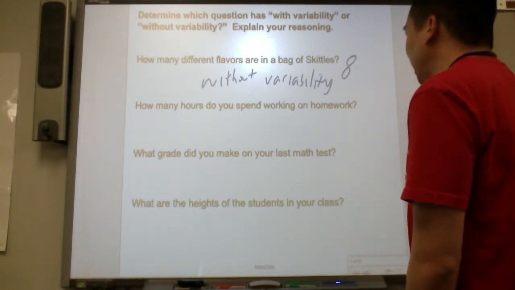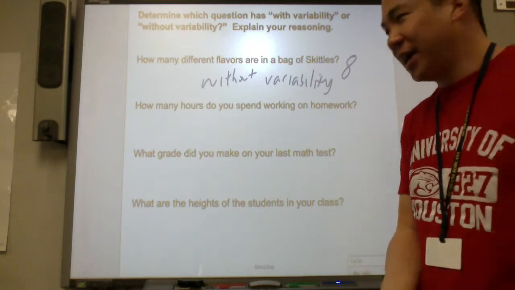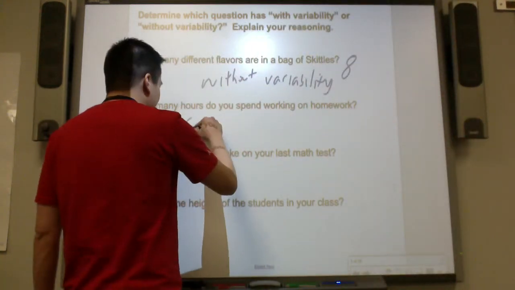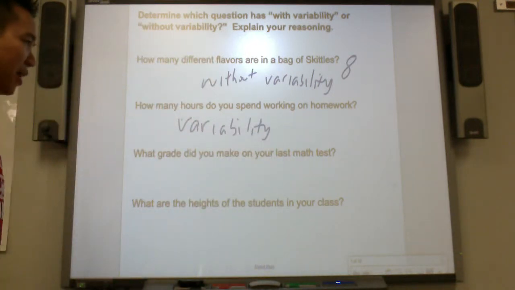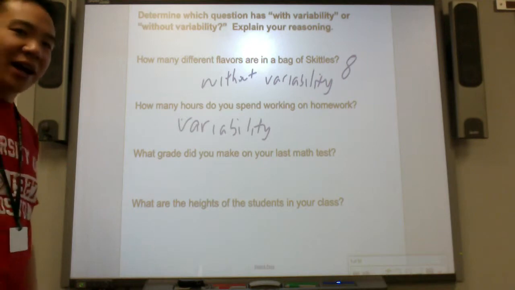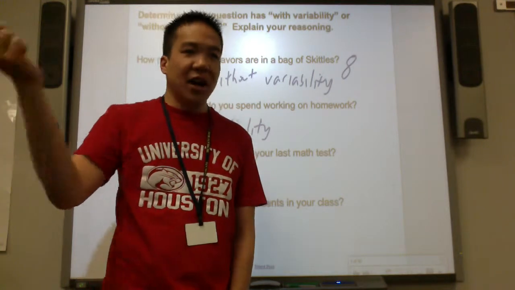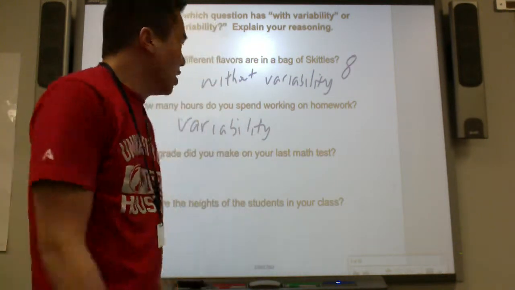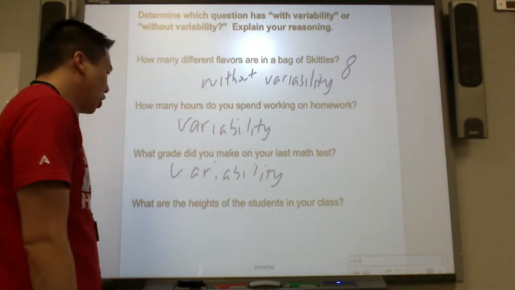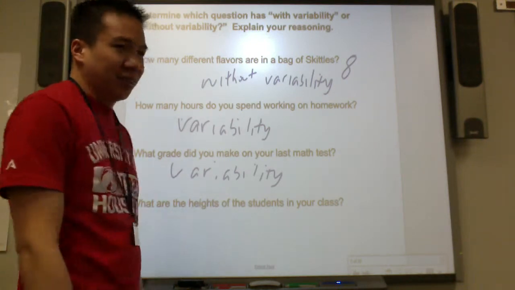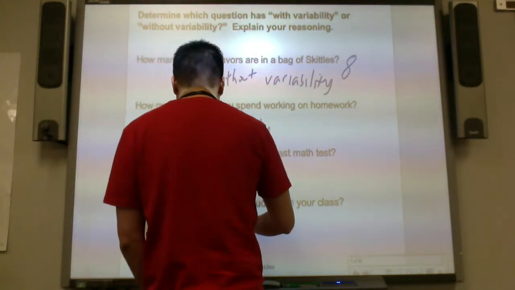How many hours do you spend working on homework? Well, it depends on the day. On Friday, not so many, but on Monday, yes. So this has a variety of answers, so it has variability. What grade did you make on your last math test? Well, if I asked this to a whole classroom, some people made 103, some people made a 69, some people made a 72, some people made a 75. So this is variability. It has a variety of answers. What are the heights of the students in your class? We have some tall kids, we have some short kids. So many different varieties of answers, so it's variability.